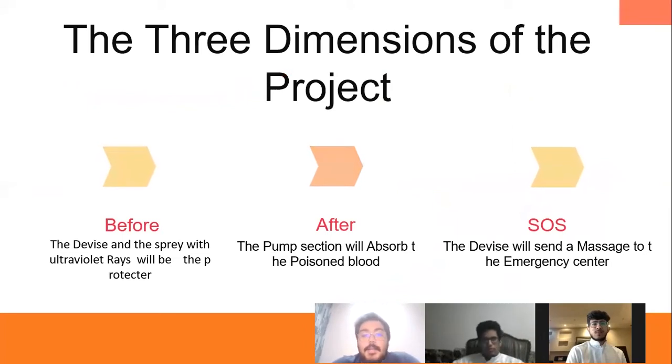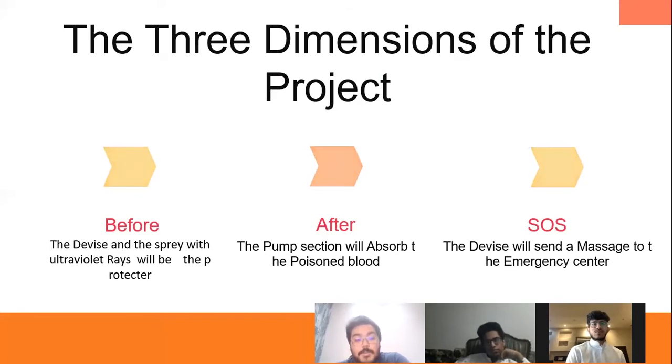Okay, the 3 dimensions of our project. The 3 dimensions were before, after, and SOS. Before is the device, and the device will generate vibration which will affect the snakes, and also with this vibration we will have a spray bottle which will affect the scorpions, because snakes are affected by vibration, and they can sense the vibration in the ground.